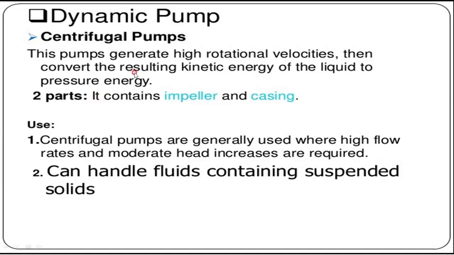When they rotate the water at very high speed, the water's kinetic energy converts into pressure energy. By that pressure energy, the water can move from one level to a higher level. Here we will have two important parts: one is an impeller and the second one is a casing. Okay, then the uses are listed here.